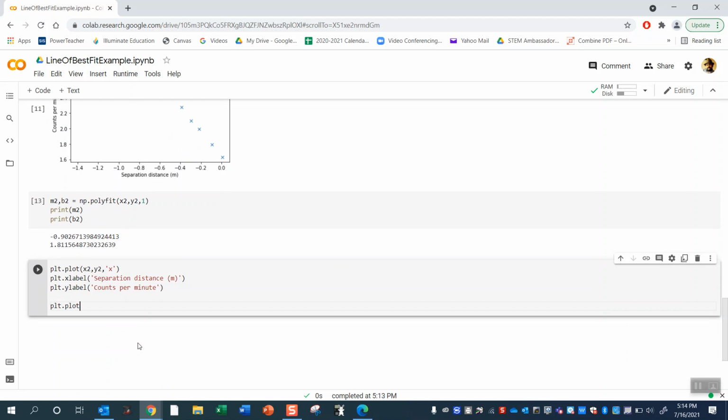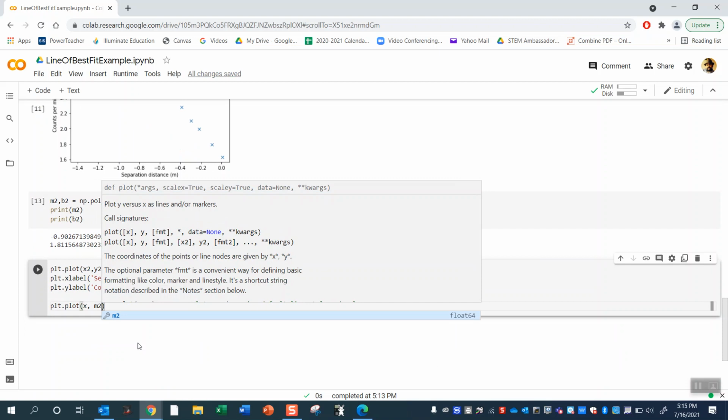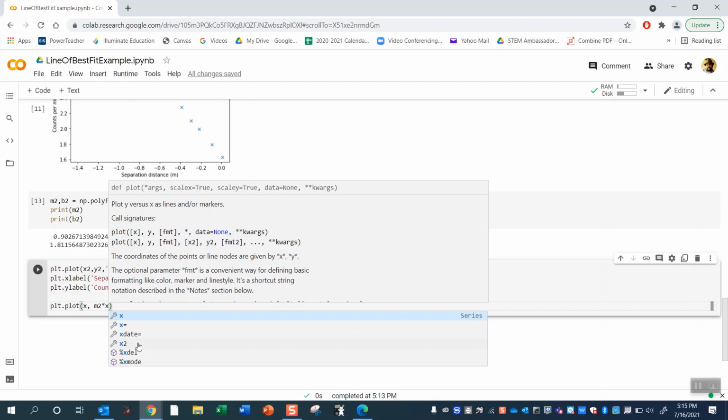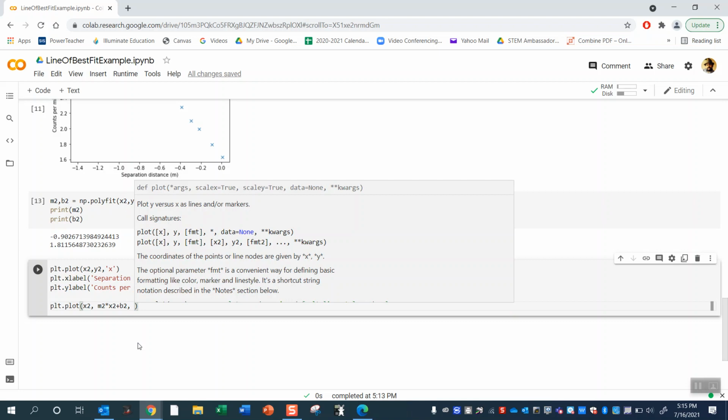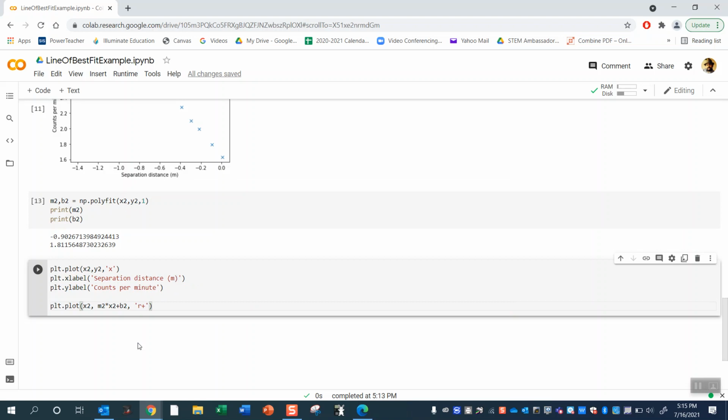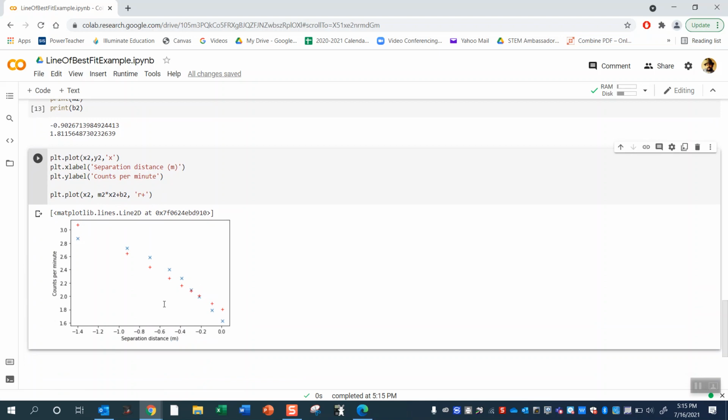The new stuff is just plotting the new x and y. Actually, this is x2 here. Plotting x2, m2 x2 plus b2. And let's do red plus symbols for this, okay? Red plus symbols are going to be R plus. So let's go ahead and look at this data set. This is the line of best fit that I just calculated.